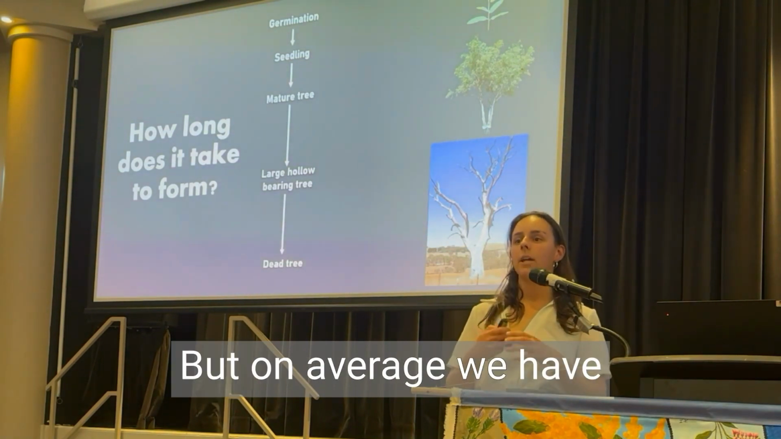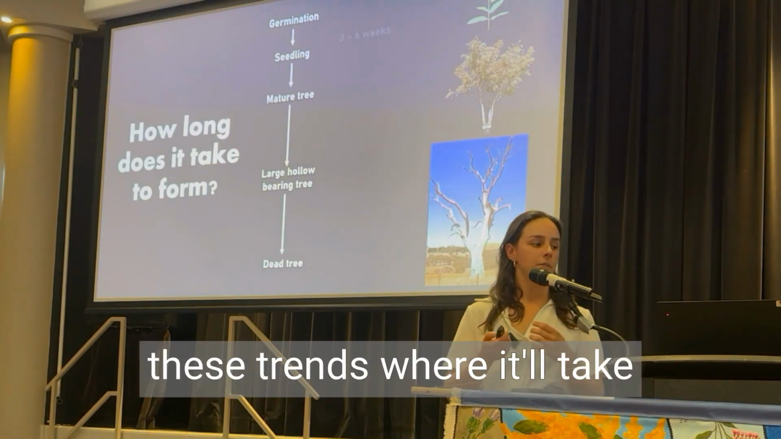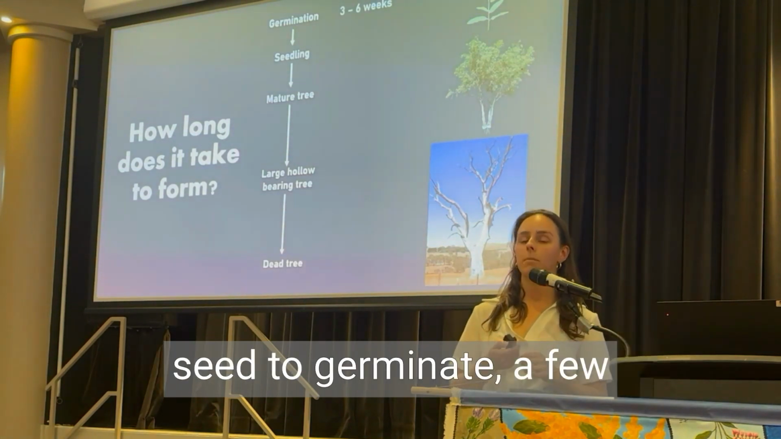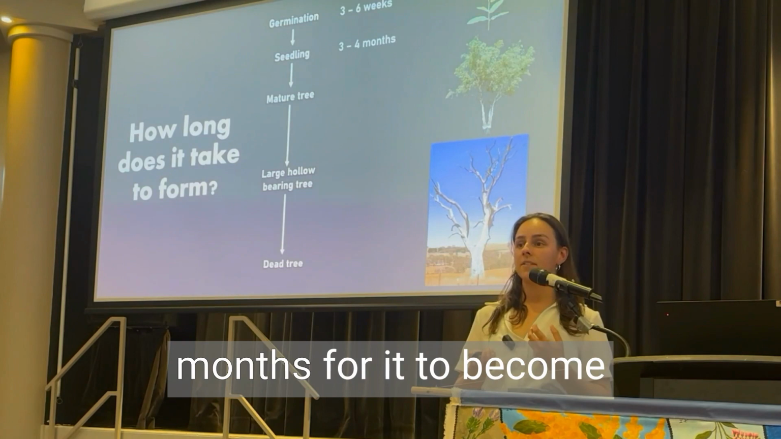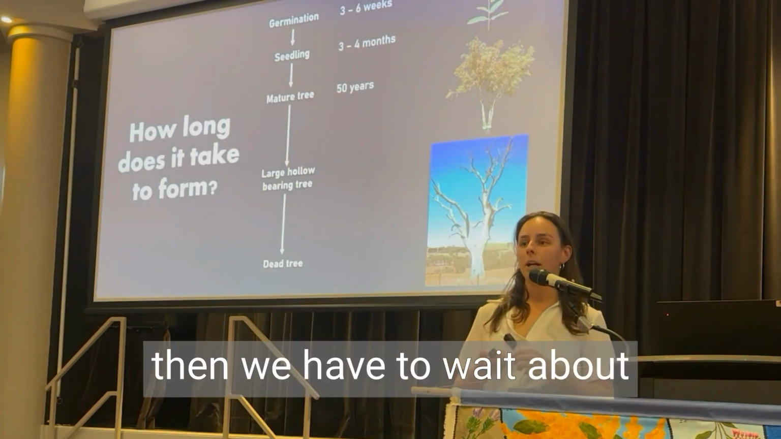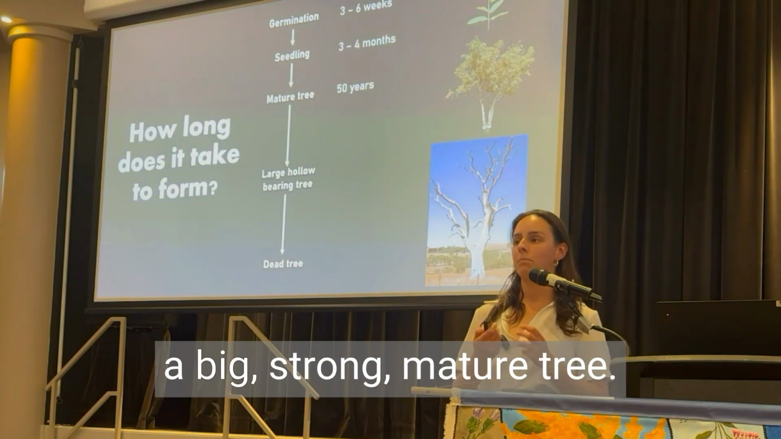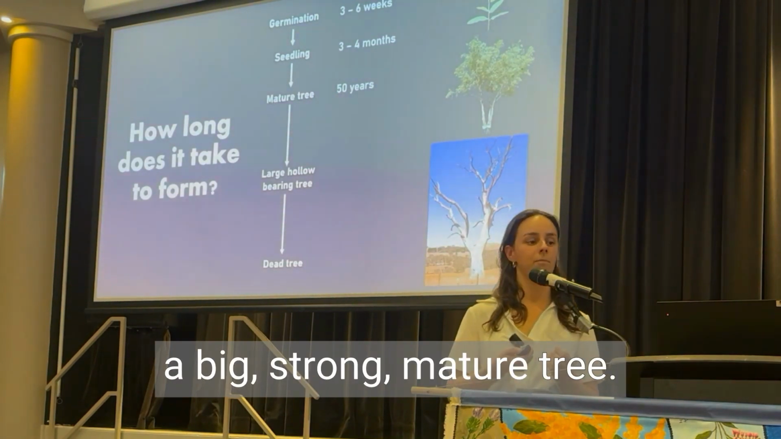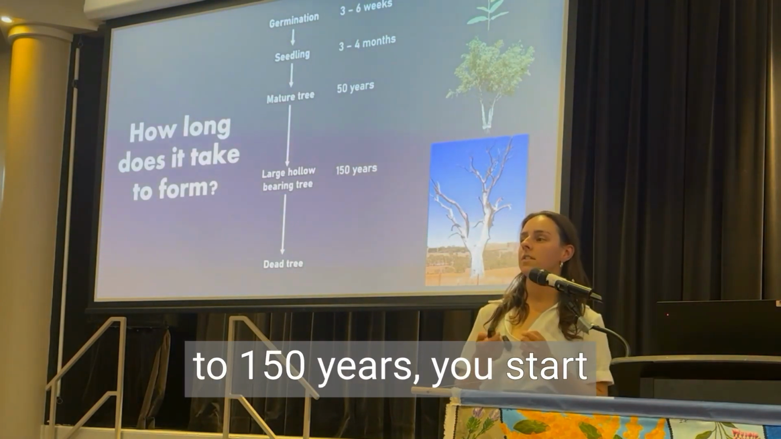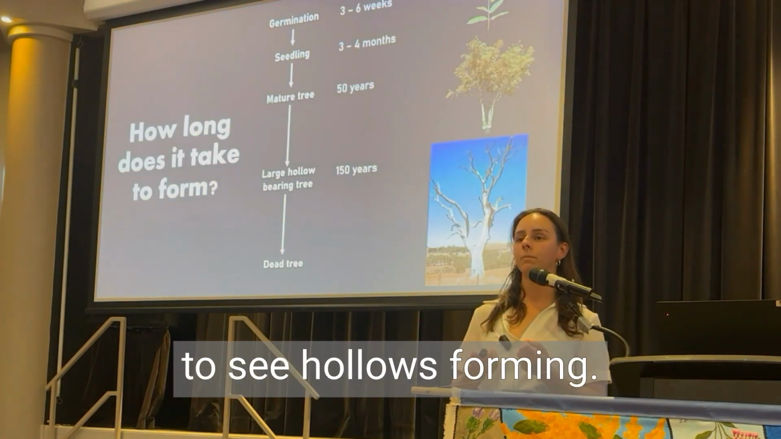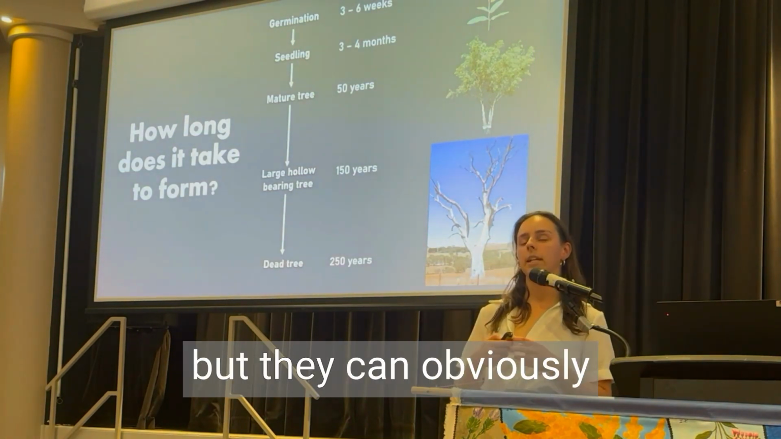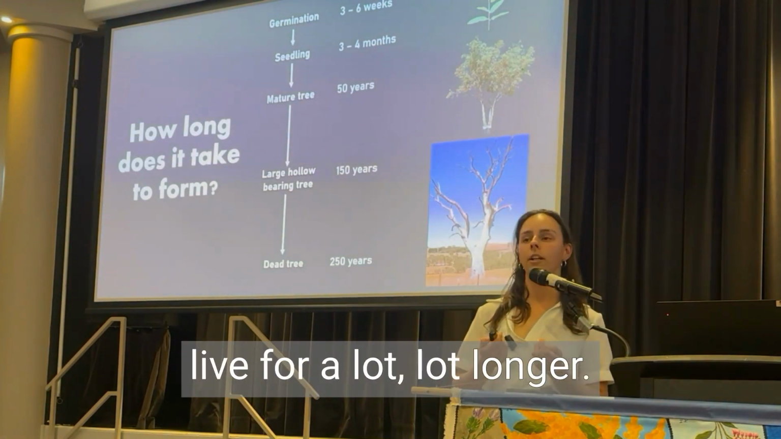But on average, we have these trends where it'll take a few weeks for a eucalyptus seed to germinate, a few months for it to become a pretty strong seedling. Then we have to wait about 50 years for it to become a big, strong, mature tree. Then generally after 100 to 150 years, you start to see hollows forming. And after 250 years, perhaps the tree dies, but they can obviously live for a lot longer.